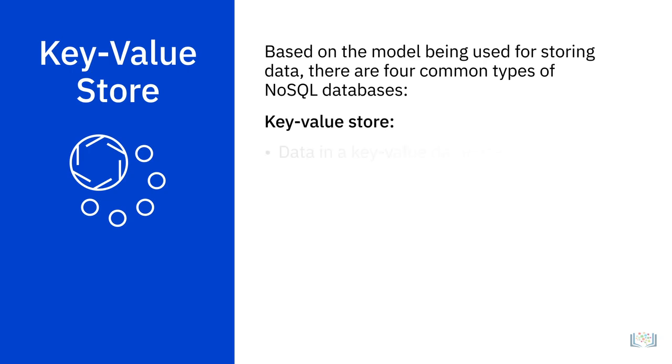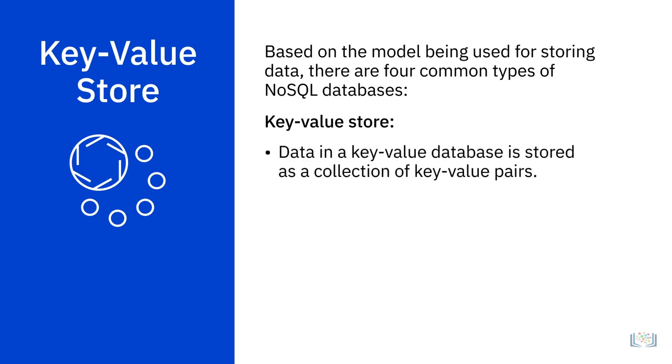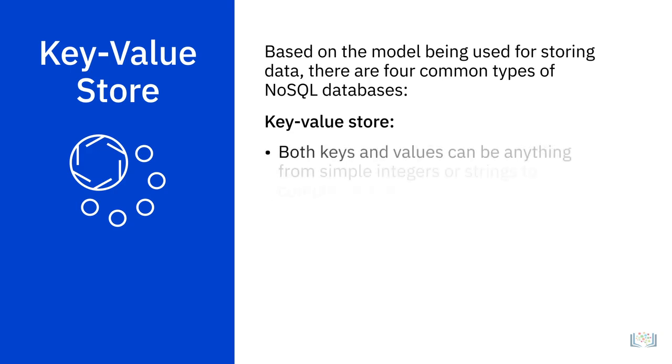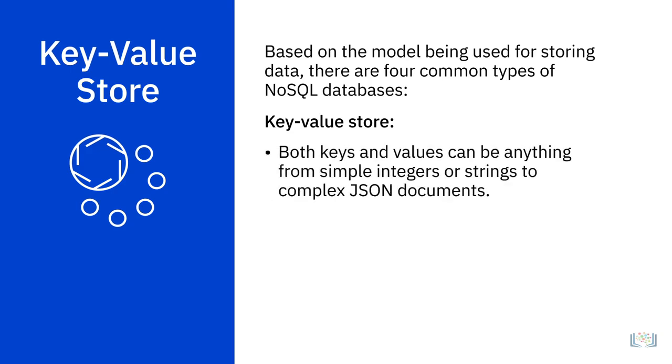Key-value store. Data in a key-value database is stored as a collection of key-value pairs. The key represents an attribute of the data and is a unique identifier. Both keys and values can be anything from simple integers or strings to complex JSON documents.